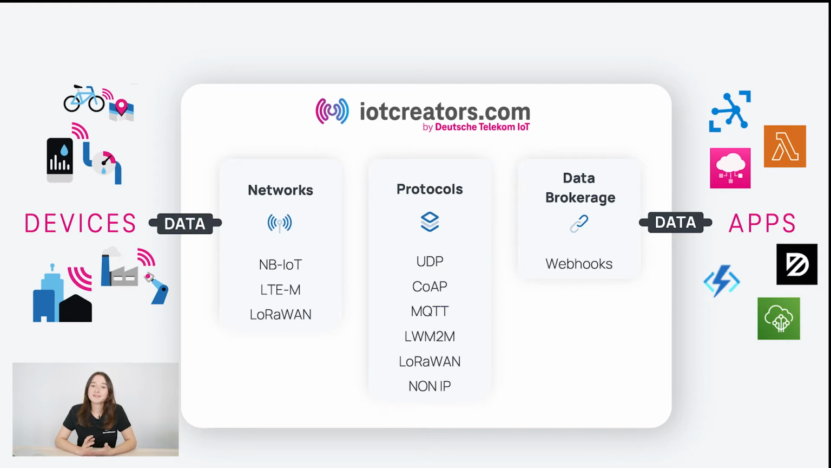IoTCreators provides access to cellular IoT connectivity, which makes it easier to get started with IoT. So we provide access to cellular IoT networks like narrowband IoT and LTE-M, but our platform is also able to operate with LoRaWAN devices, so you don't need to pick any low-power wide area network technology. Instead, you can use whatever you prefer for your use case.